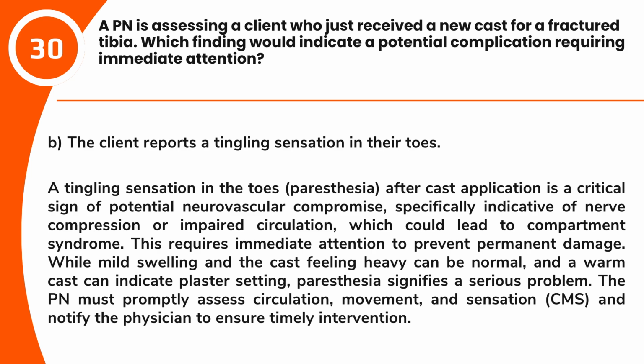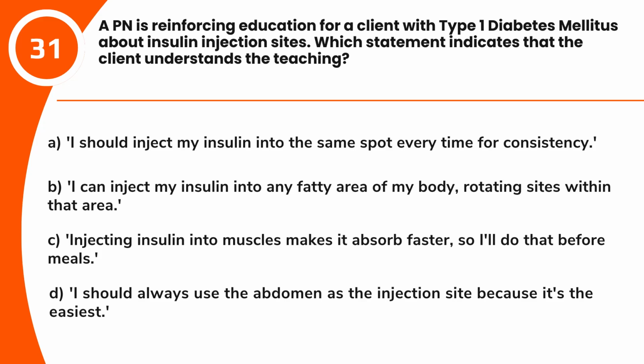Question 31. A PN is reinforcing education for a client with type 1 diabetes mellitus about insulin injection sites. Which statement indicates that the client understands the teaching? A. I should inject my insulin into the same spot every time for consistency. B. I can inject my insulin into any fatty area of my body, rotating sites within that area. C. Injecting insulin into muscles makes it absorb faster, so I'll do that before meals. D. I should always use the abdomen as the injection site because it's the easiest.